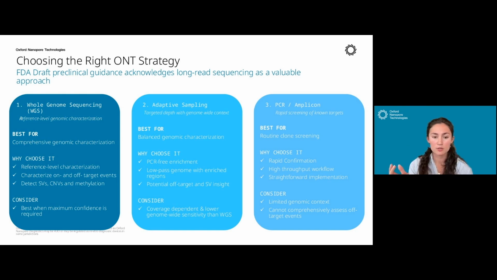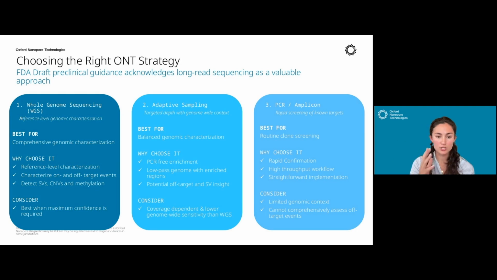This actually allows you to enrich regions of interest without using PCR while still generating some background genomic information. So it's an opportunity to increase depth without having to give up that broader context. And then for your really targeted questions, amplicon sequencing can provide a really rapid and scalable approach when we know what you might be looking for. For example, things like screening clones or confirming known integration sites.